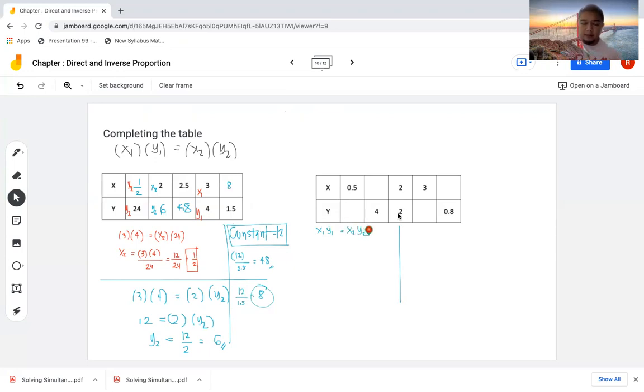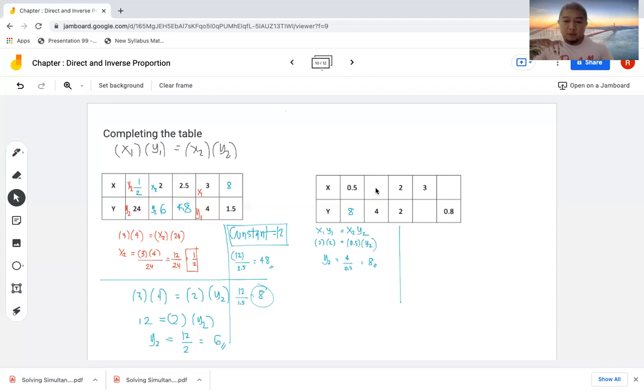Knowing that x sub 1 and y sub 1 are 2 and 2, you will have 2 times 2 is equivalent to, let's say we're looking for this one, 0.5 times y sub 2. So y sub 2 now is going to give us 4 divided by 0.5, and 4 divided by 0.5 will automatically give us 8. So this one now will give us an answer of 8. Am I right? If you multiply 0.5 by 8, it will give you the same answer as 2 times 2.